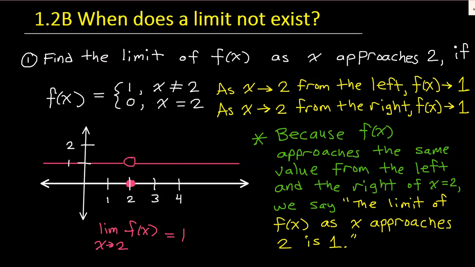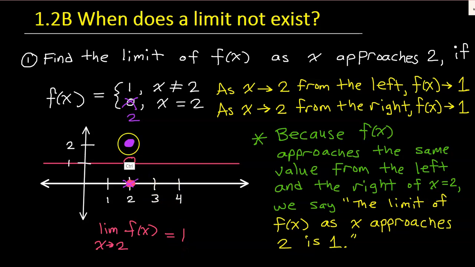In this case, at 2, the value of the function happens to be 0. It jumps down here. But what if we changed that? What effect would that have on the limit? So let's say instead of the value of the function being 0, what if the value of the function was 2 at x equals 2? So that means instead of being down here, the value of the function would be up here. So the function would look like this instead. Would that change the limit?